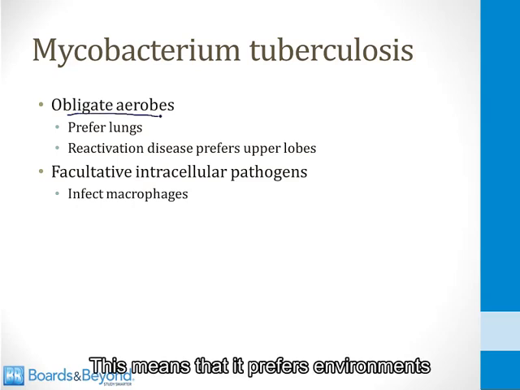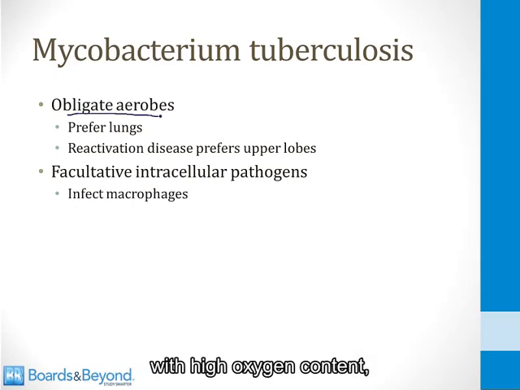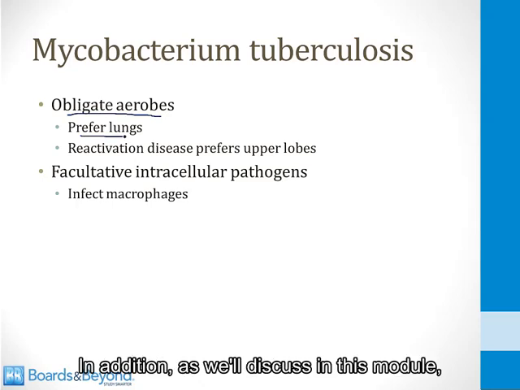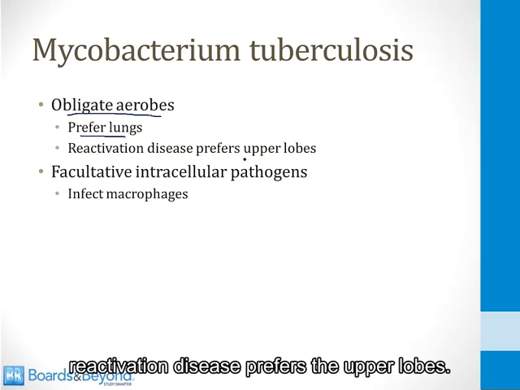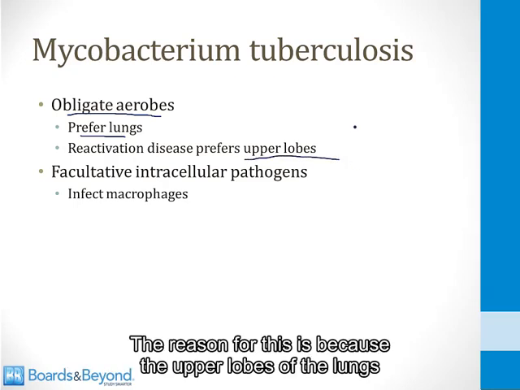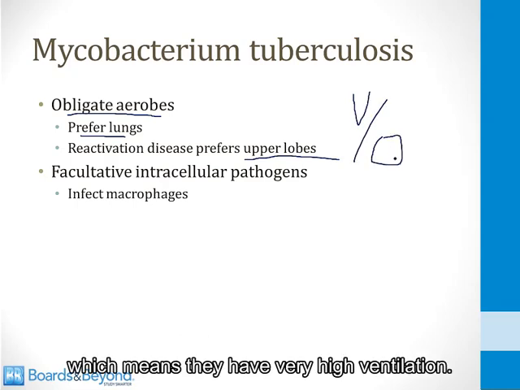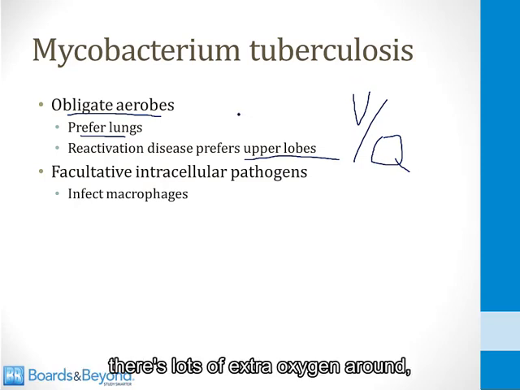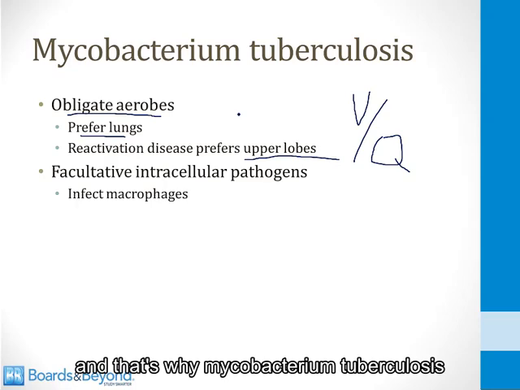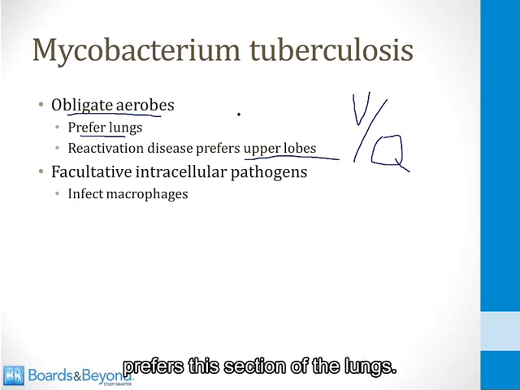This means that it prefers environments with high oxygen content. That's why it prefers the lungs. In addition, as we'll discuss in this module, reactivation disease prefers the upper lobes. The reason for this is because the upper lobes of the lungs have a very high V to Q ratio, which means they have very high ventilation. That high ventilation means there's lots of extra oxygen around, and that's why Mycobacterium tuberculosis prefers this section of the lungs.